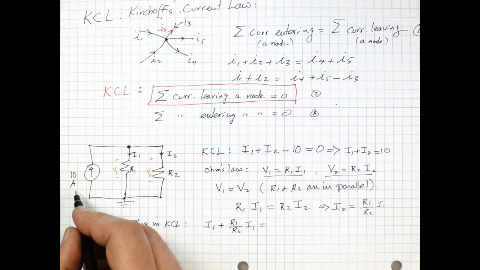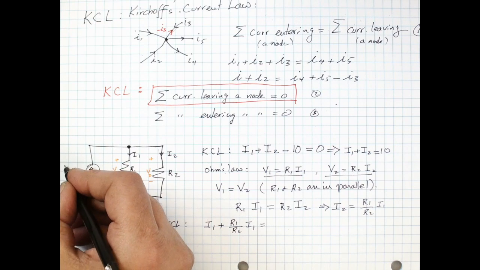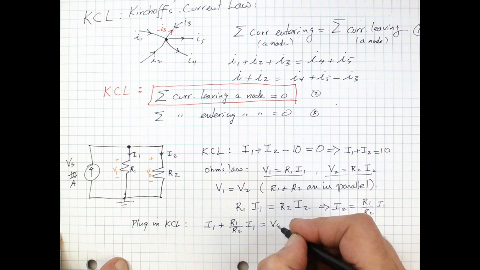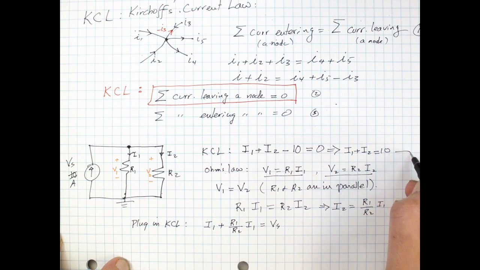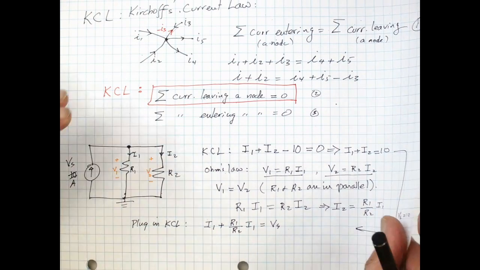Let me, instead of using 10, let me just use a general voltage level. So I'll just point out that Vs is equal to 10 to make a correspondence between those two. All right, so now I have I1 in terms of Vs, so I can calculate I1. I'm running out of space, so let me move on to the next page.